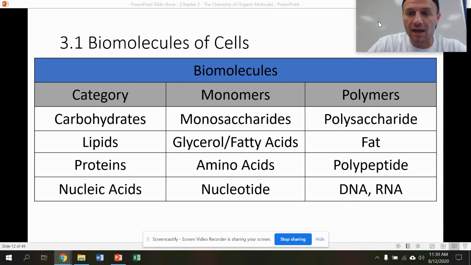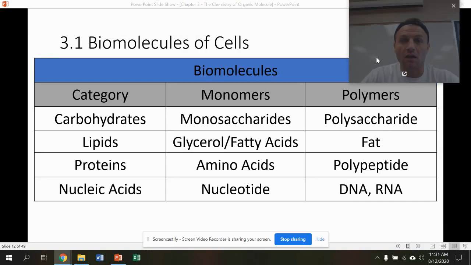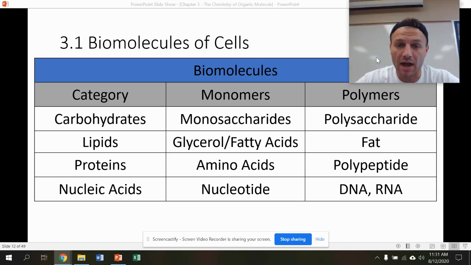Our last slide for this chapter is on the four different macromolecules. Big hint here, I would just memorize these things. There are some things in biology where you just have to memorize them to know them going forward. This is one of them. So you have four different macromolecules: carbohydrates, lipids, proteins, and nucleic acids. You need to know their monomers and their polymers.